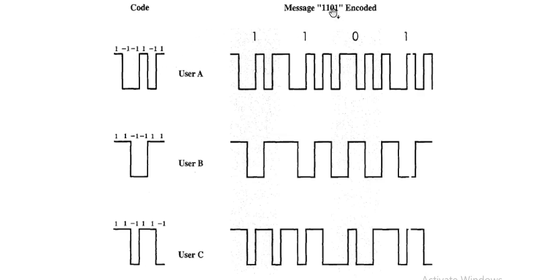Now let's see how B will encode it. B has a different code: 1 1, minus 1, minus 1, 1 1. This is for 1 bit, so we encode 1 with the code of B, another 1 with the code of B, and we invert for 0, which means we use minus 1, minus 1, 1, 1, minus 1, minus 1, as we can see here. This is for 0. And the last one is 1, which means we use the code of B. So the code of B, the inverted code of B, and then the code of B. The same thing for C: the code of C, the code of C, the inverted code of C, and then the code of C.